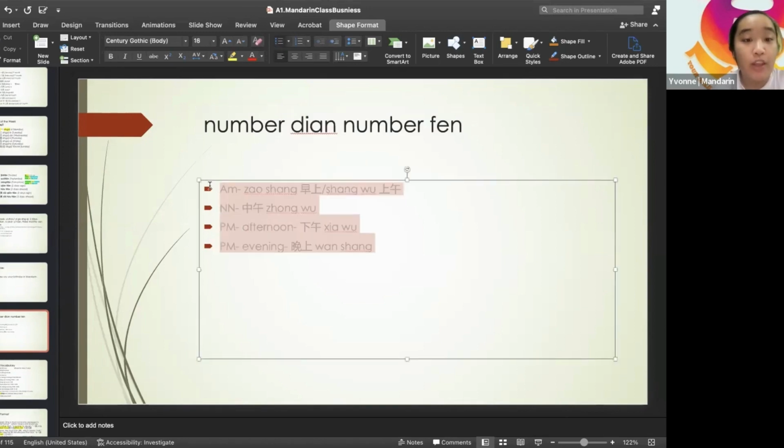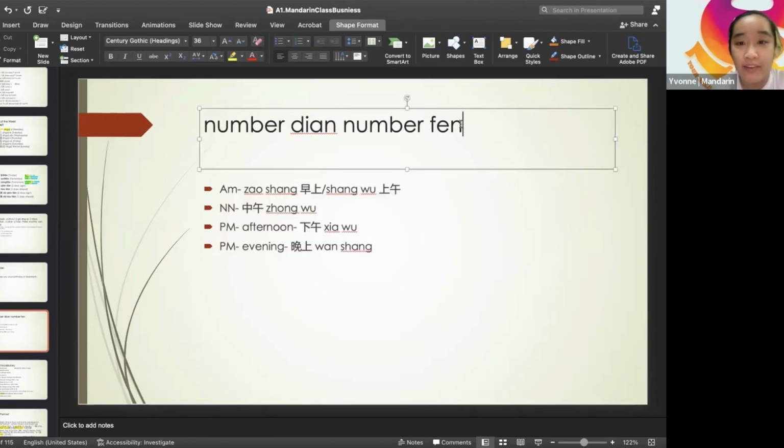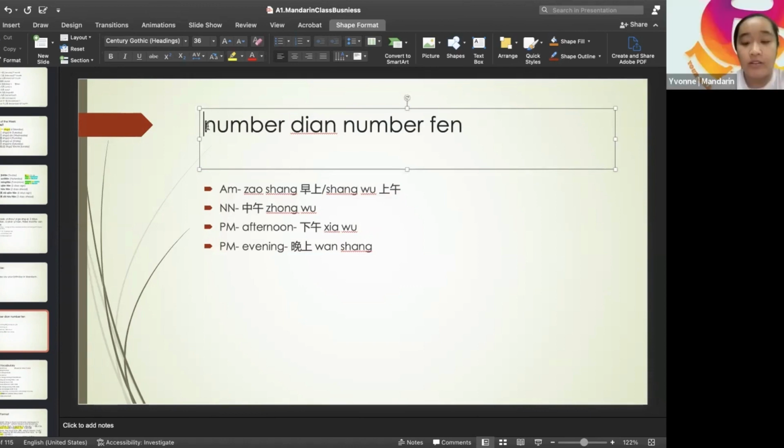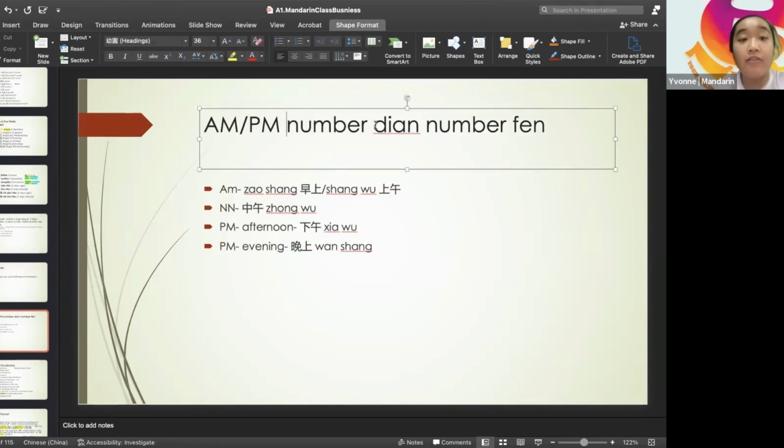So now, where do we put these? Okay, where do we put these? Christine, we put these before or after? Christine, before or after? Before. Very good. Okay, this would be the format on how you tell time. Okay, so now let's do it slowly, because this is a very annoying task.